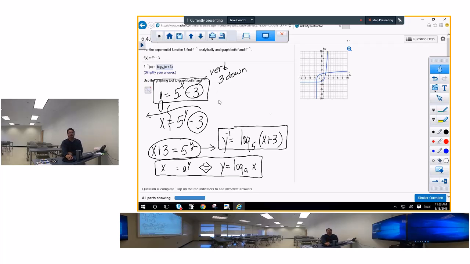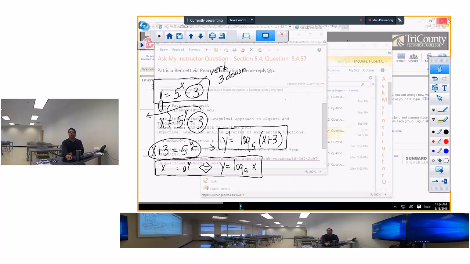But this is how you do it analytically. And you have to know the definition of a logarithm. When you have a logarithm, you can write it as an exponent. When you have an exponent, you can write it as a logarithm. That's how I finished. I got this to turn into this, and I put the -1 there to show that it's the inverse of this function.